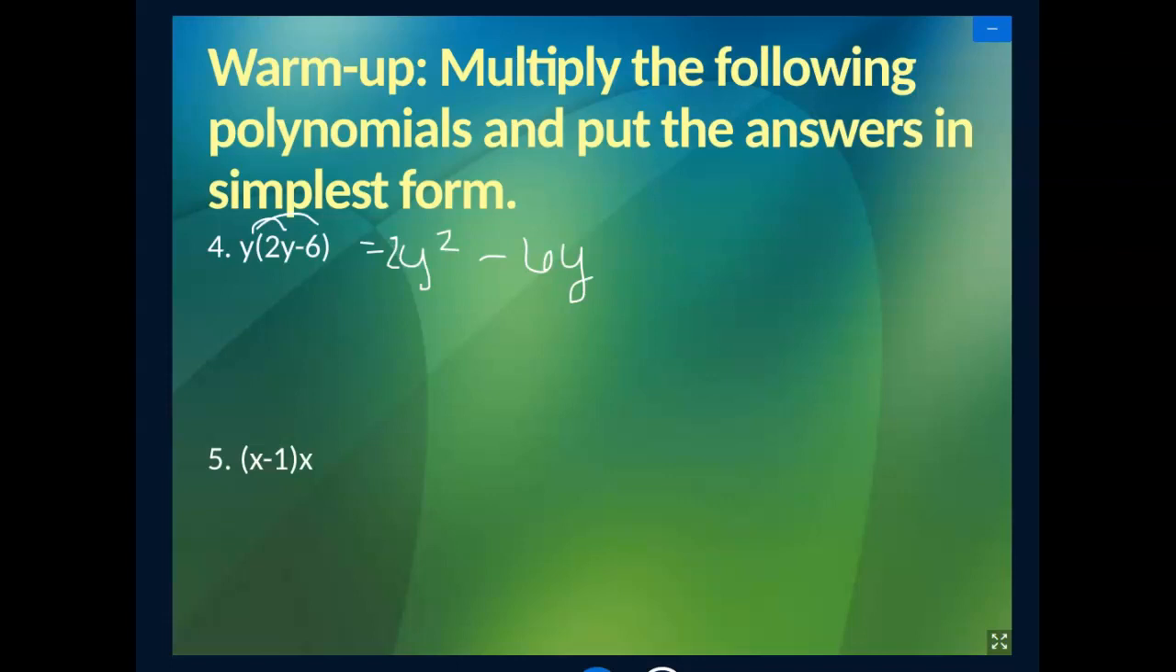And then in number 5, multiplication is commutative. So we have the quantity x minus 1 times x. Well, that's the same thing as x times x minus 1. We can change the order of multiplication. That's called the commutative property of multiplication. So now you distribute that x, or here we could have distributed it this way. Either way, we get x squared minus x for a final answer.